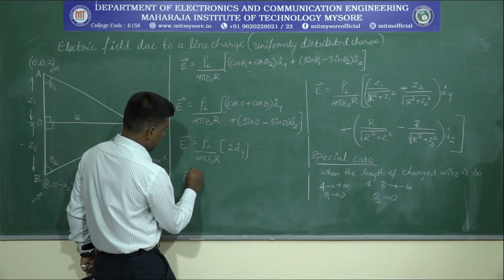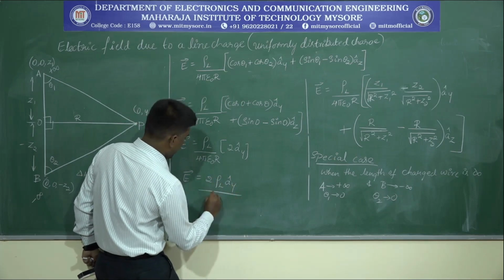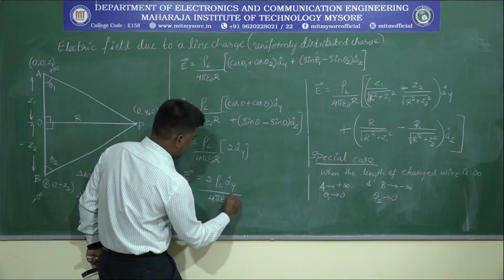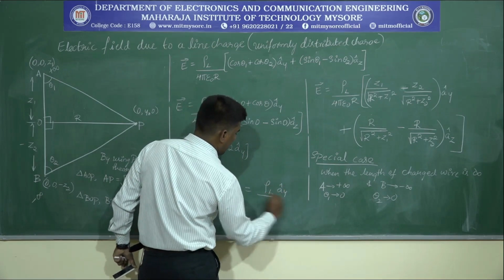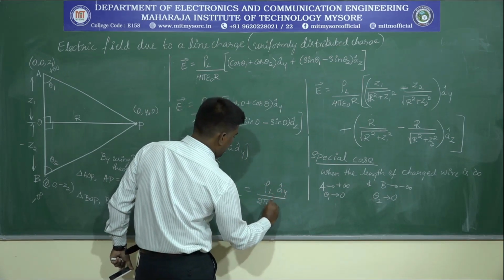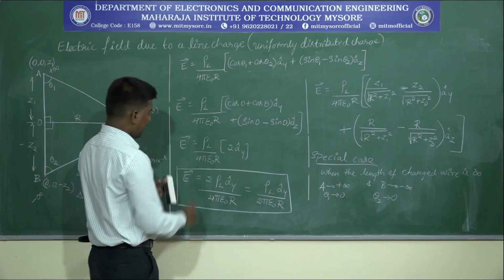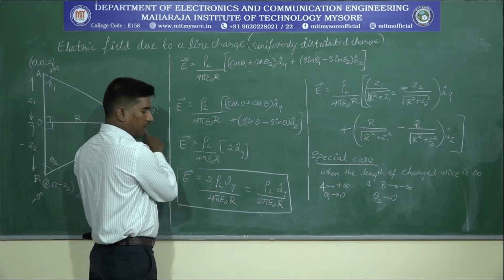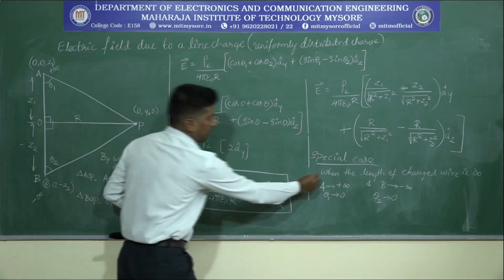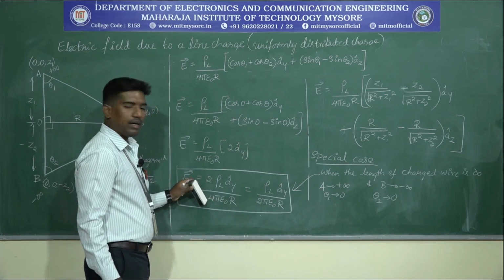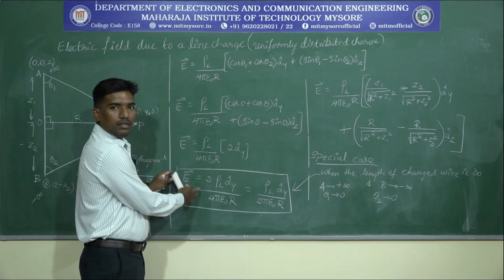Then the final equation E is 2 into rho L into a cap y divided by 4 pi epsilon naught into R. Similarly, rho L a cap y divided by 2 pi epsilon naught into R. This is the equation for the electric field intensity at point P due to the infinite length line charge. When the length of the line becomes infinity, then the equation gets reduced to this format. Understood? Okay.